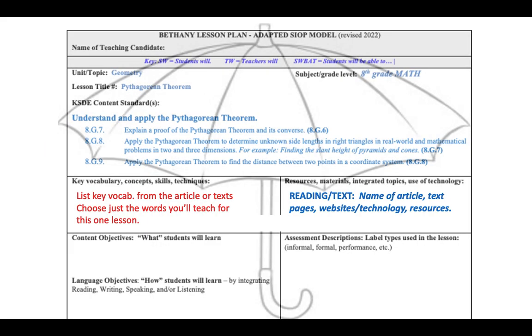The next box would be picking the vocabulary. This is really important. Sometimes a good starting point is to list all the key vocabulary that will go with the lesson. And then think about how the content vocabulary is going to be integrated within that lesson.